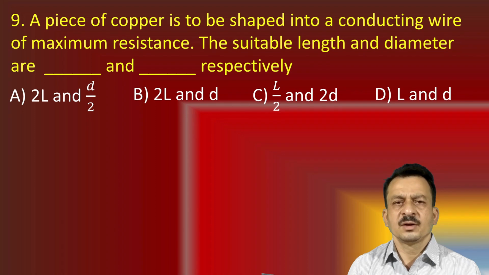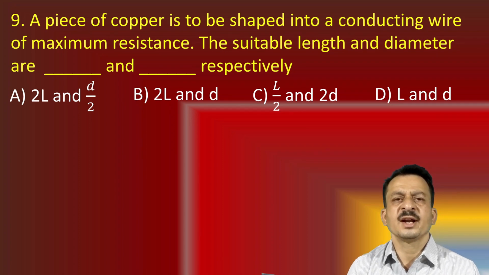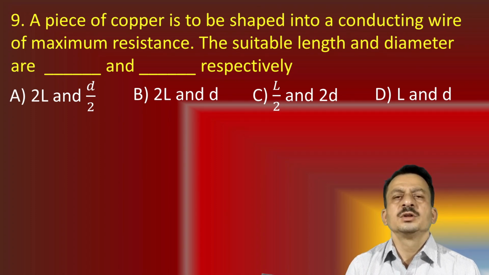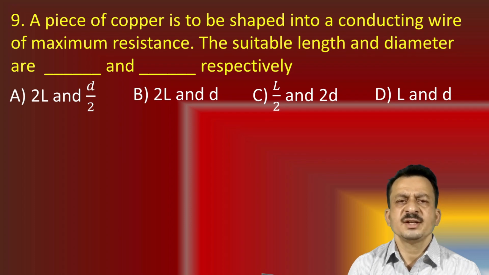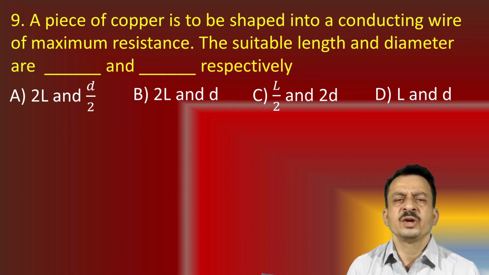With that simple knowledge, the last two options C and D are no longer the right answers by the method of elimination, because they have L by 2 and L. The first two options are 2L. Therefore the answer should be one among them. Now the diameter should be minimum. Among the first two options, in B we have D, and in A we have D by 2. Therefore D by 2 is the minimum value, and hence obviously A is the right answer.